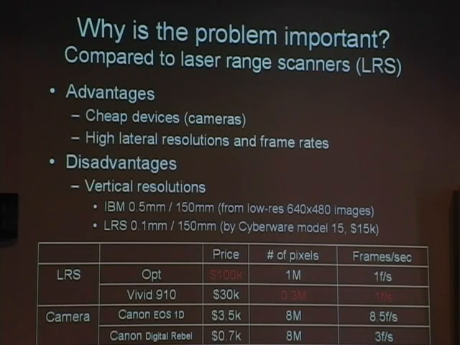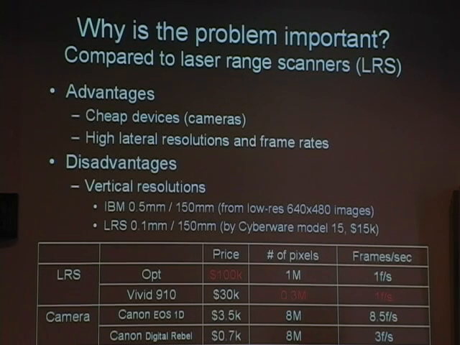And I'd like to mention why this problem is important. First of all, in comparison to laser range scanners, which are popular for computer graphics applications, we would like to address a couple of advantages. First, we use just cameras for data acquisition, which is cheaper than a laser range scanner. And if you look at the lateral resolutions of the devices, cameras have many more pixels than a laser range scanner. A laser range scanner gives you a depth map, but the number of pixels is much fewer. And also, cameras are fast, with higher frame rates. Those are 2 key advantages over the laser range scanner.